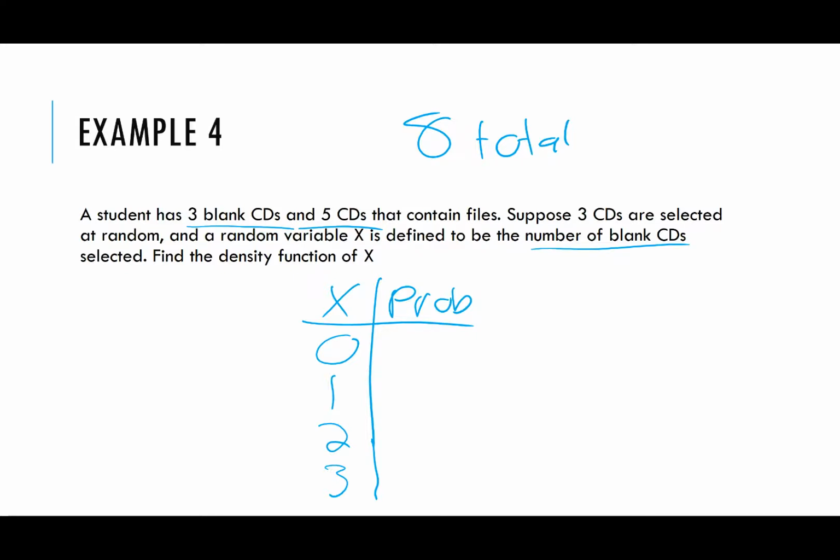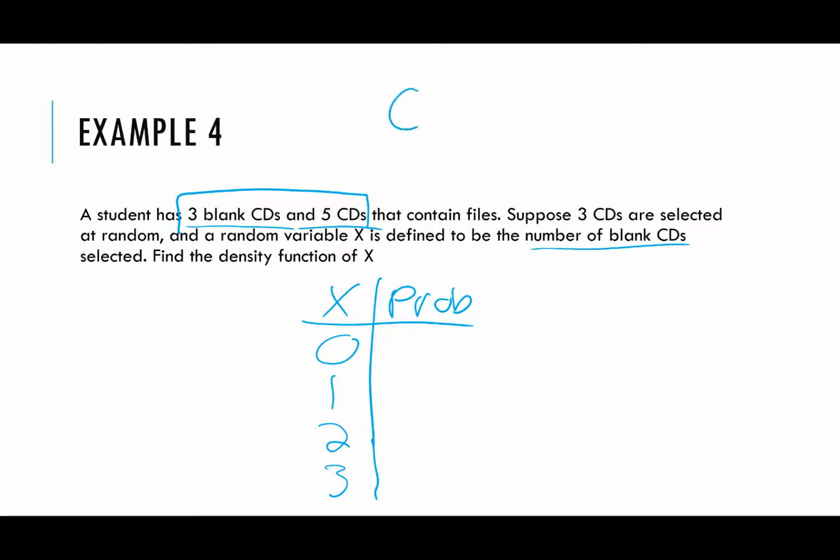Those are different outcomes of how many blank CDs we could have picked. Now the probability gets a little more interesting. Because we're choosing CDs, we're grabbing some out of a stack. This results in our combination. So because of this, we want to know how many ways there are in total to choose CDs. Remember, there are 8 CDs that we have, and we're going to choose 3 of them.